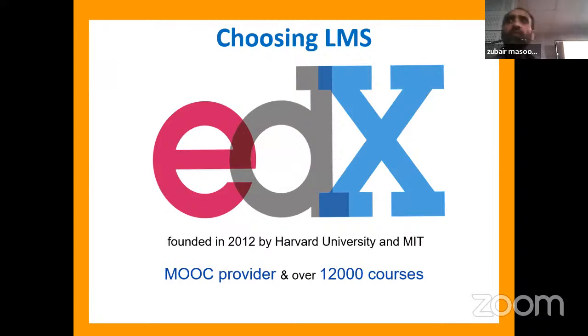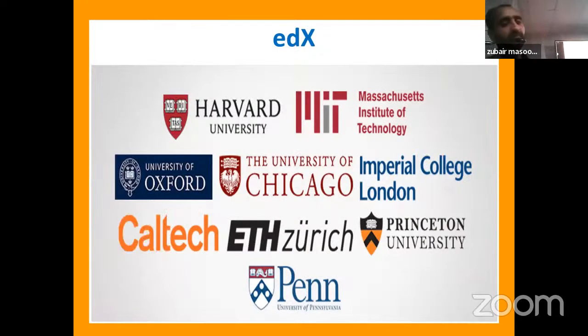If you talk of Edx, MOOCs was the concept that was launched, and MHRD also embraced that concept in 2014. And Edx became the front runner in actually providing a MOOC platform for the faculty and the students. Over 12,000 courses of MOOCs are available on Edx. And universities like Imperial College, Oxford, Princeton, Caltech, they're all using Edx.